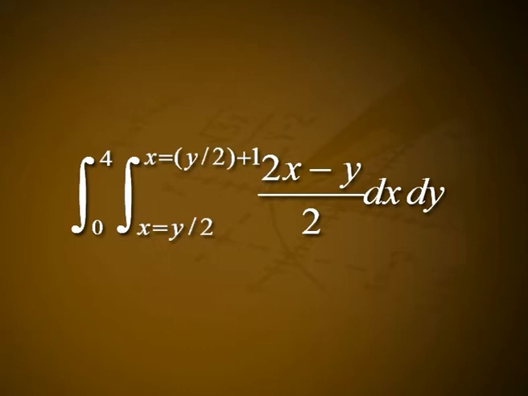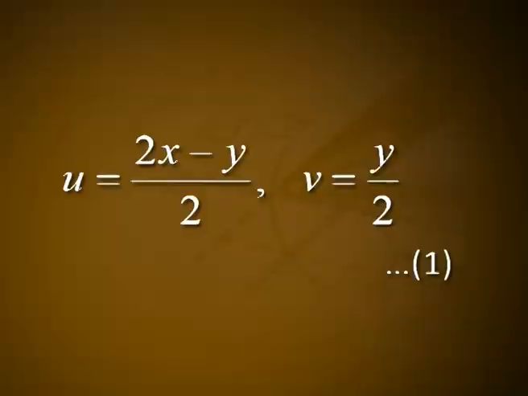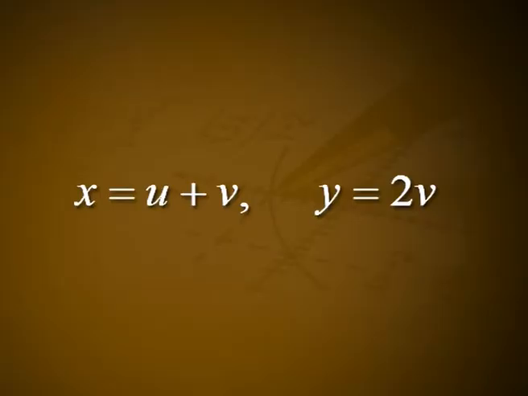Example 2. Evaluate integral 0 to 4 integral x is equal to y by 2 to y by 2 plus 1 of 2x minus y by 2 dx dy, by applying the transformation u is equal to 2x minus y by 2, v is equal to y by 2 and integrating over an appropriate region in the uv plane. Solution. Equations in 3 give x is equal to u plus v, y is equal to 2v.